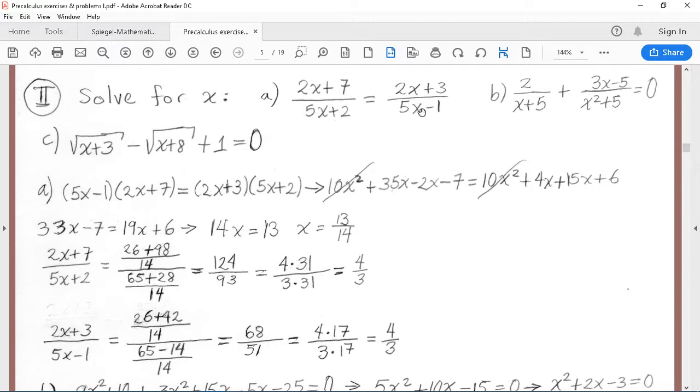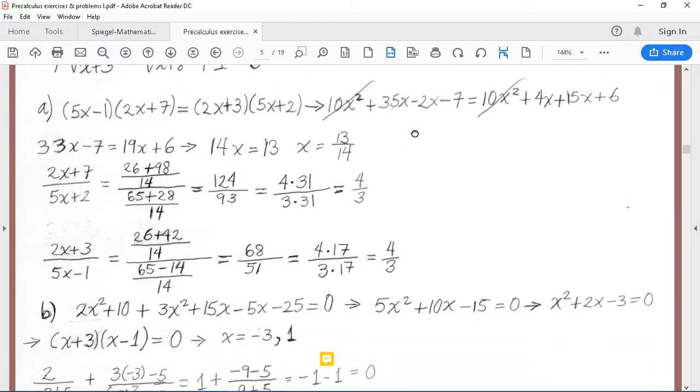We pass 5x minus 1 over to the side to multiply 2x plus 7, and we pass 5x plus 2 to multiply on this side 2x plus 3. So we have (5x - 1) times (2x + 7), and here we have (2x + 3) times (5x + 2).